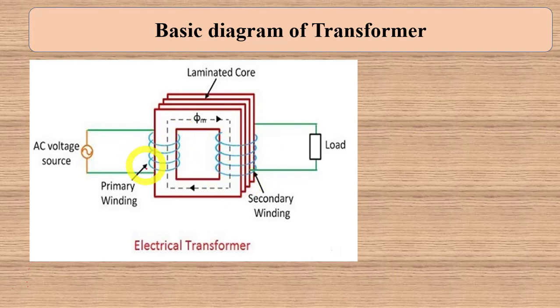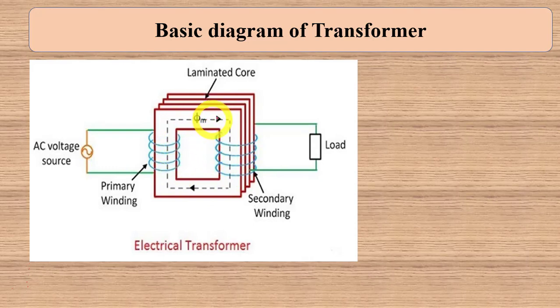In this transformer, two windings are shown. One is the primary winding which is excited by an AC electrical voltage source, and in the secondary winding EMF is induced through electromagnetic induction. This is the core which provides the common magnetic path for primary winding and secondary winding.